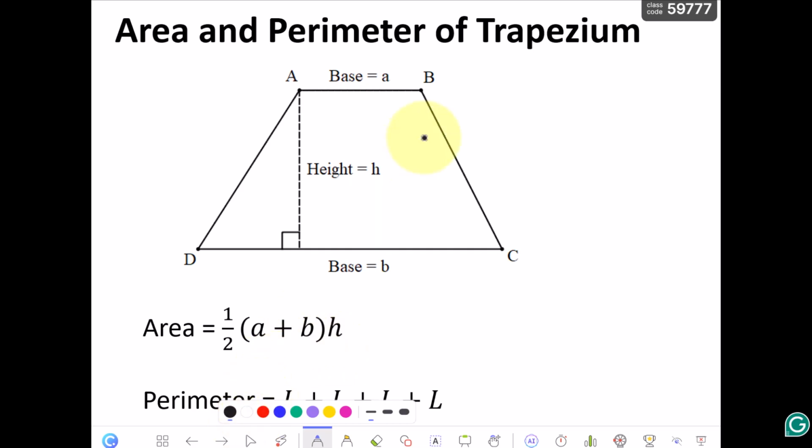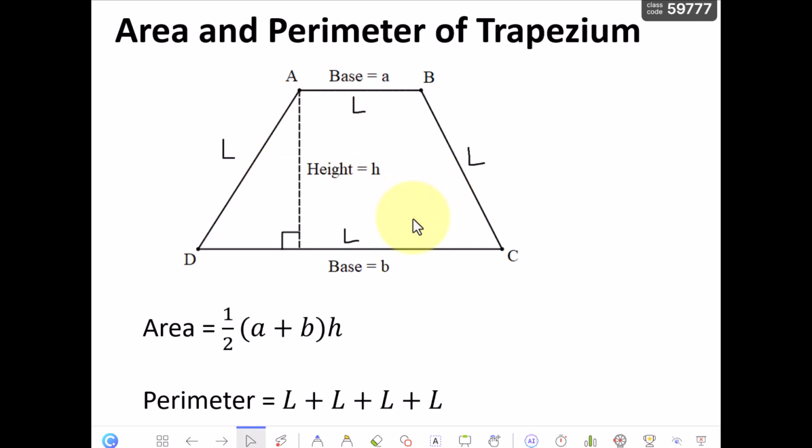Then for the perimeter, if I still label L as the four sides of the trapezium, these are the four sides of the trapezium. So just add all the lengths. So perimeter will be L plus L plus L plus L. So all the total length surrounding the shape is the perimeter.